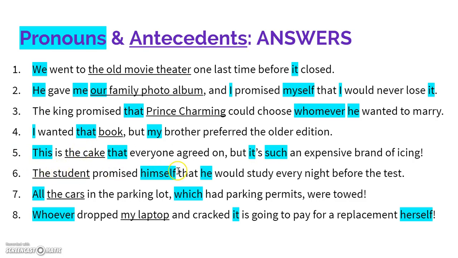The student promised himself that he would study every night before the test. All of the cars in the parking lot, which had parking permits, were towed. Whoever dropped my laptop and cracked it is going to pay for a replacement herself. So in this case, the assumption here is that the vandal is female. Hopefully that was successful for you. If so, let's move on from the basics and start correcting some common issues.